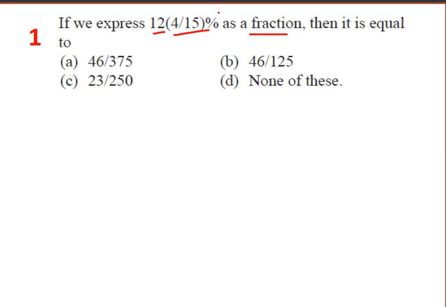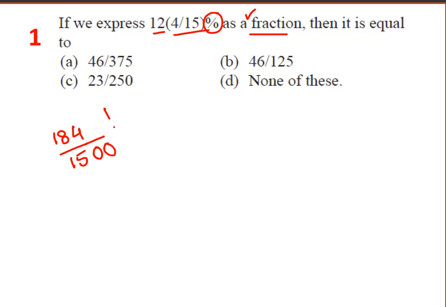Suppose this percentage value is given. You will have to express it as a fraction and look at the options. So how can we write 12 4 by 15%? We know 12 15s are 180, right? So 184 by 15. Now since it is given as a percent, it means there will be another 2 zeros in the denominator, right?